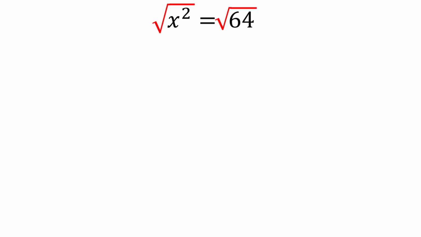What some students forget is that anytime you introduce a square root into a problem, you have to include a plus or minus on whatever you are taking the square root of. So we have x is equal to plus or minus the square root of 64.